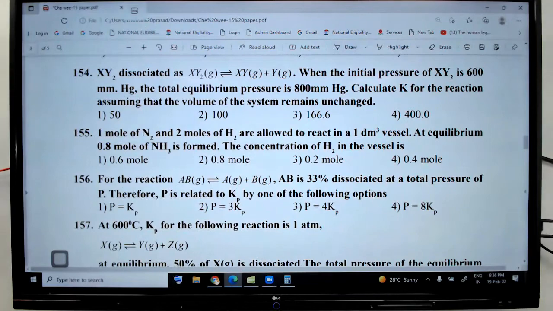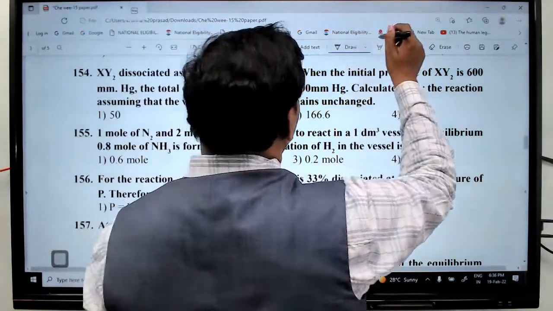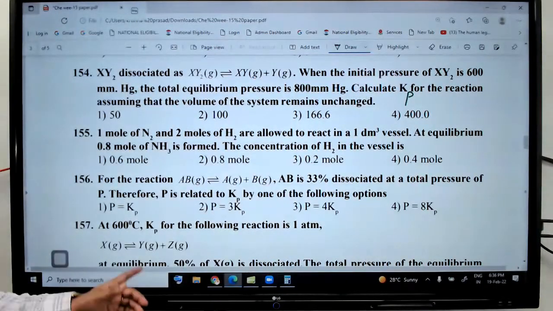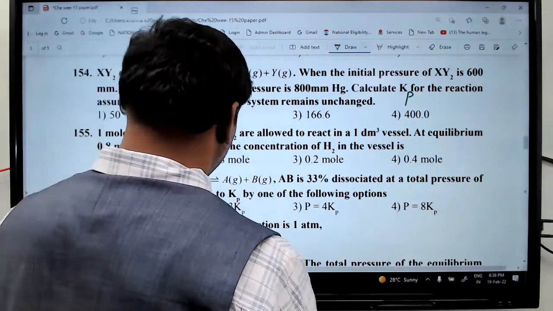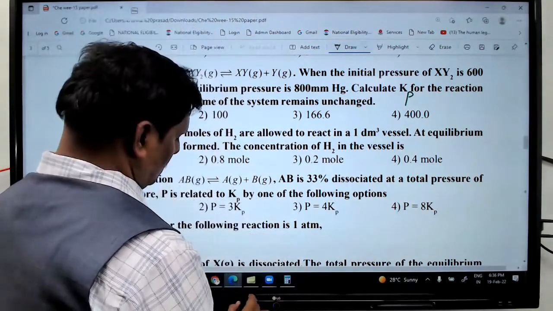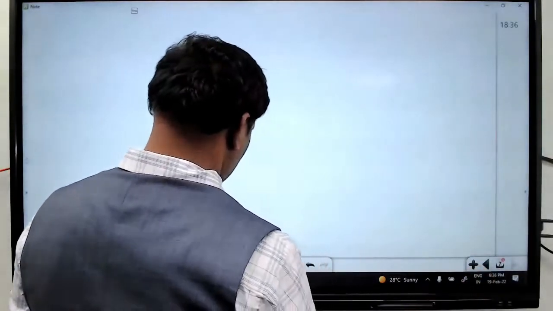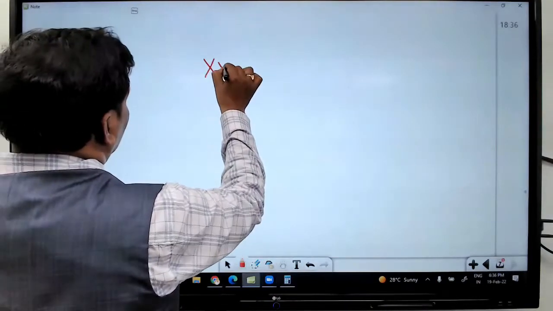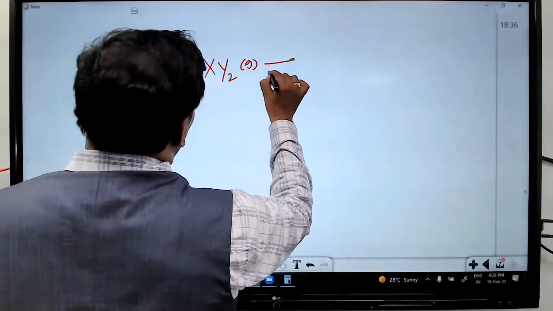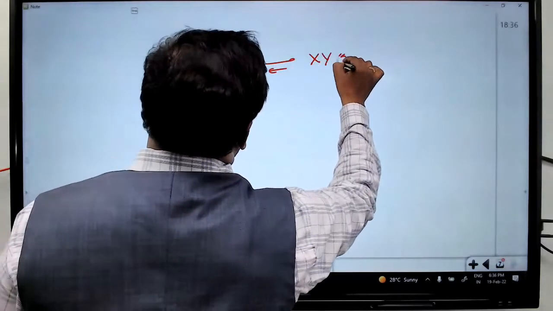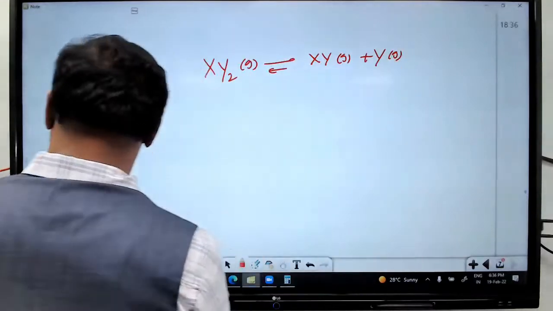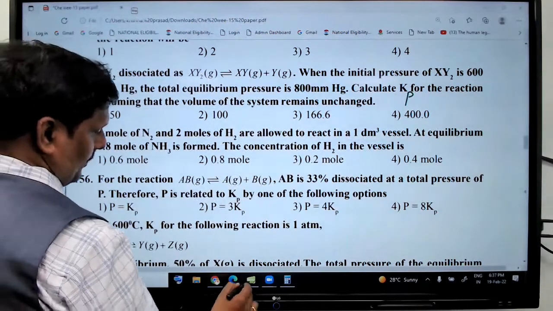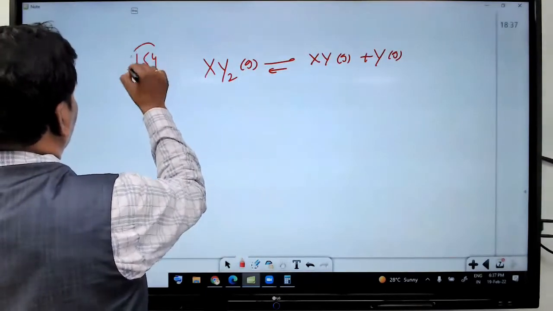अच्छा, this is Kp now. This is Kp. You have to find out Kp. I think so. This is Kp. चलो, 154 में Kp है. XY2, XY2 गैस है. XY plus Y. This is given equation. देख लीजिए आंसर, 154 है.